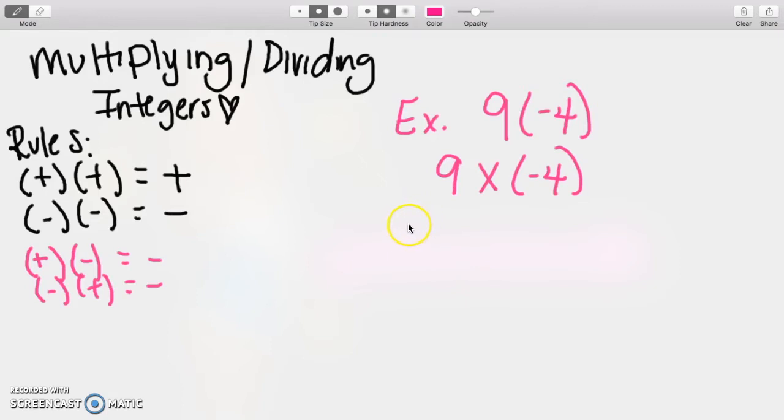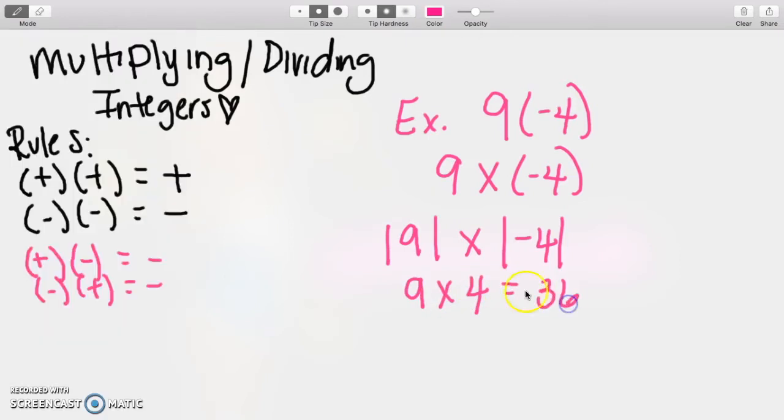When we are multiplying integers, we take the absolute value of those two integers, which in this case is the absolute value of 9 times the absolute value of negative 4. We know that absolute value is always positive, so it gives us 9 times 4, which is equal to 36. Then we go back to follow our rules. In our problem, it was 9 times negative 4. We have positive times negative, so our final answer will be negative 36.